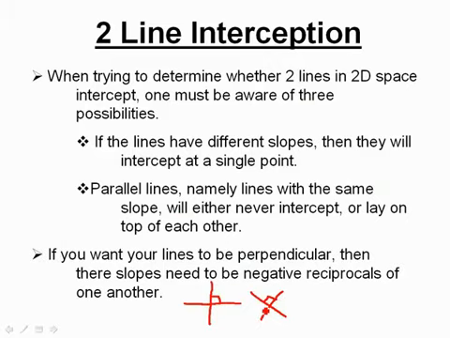Then the slopes need to be negative reciprocals of one another. So if one slope was 3, then the other slope would become, for the perpendicular line, negative the reciprocal, negative 1/3. Because you can imagine 3 being 3 divided by 1. Right. In any case, this also explains the vertical line problem.